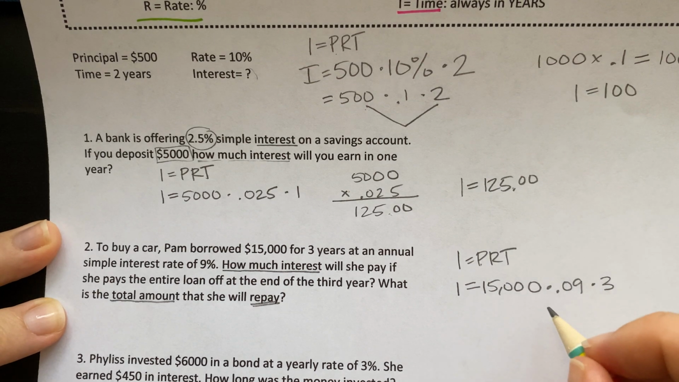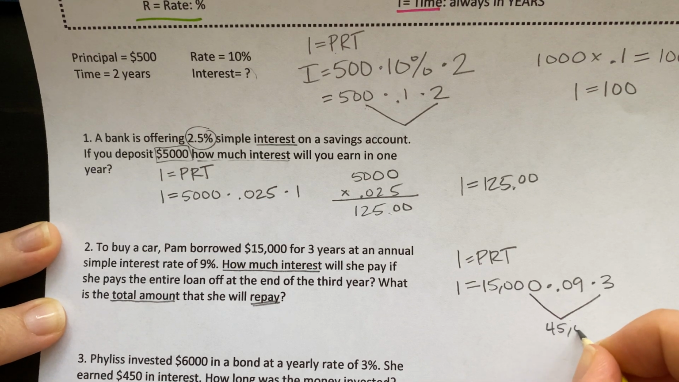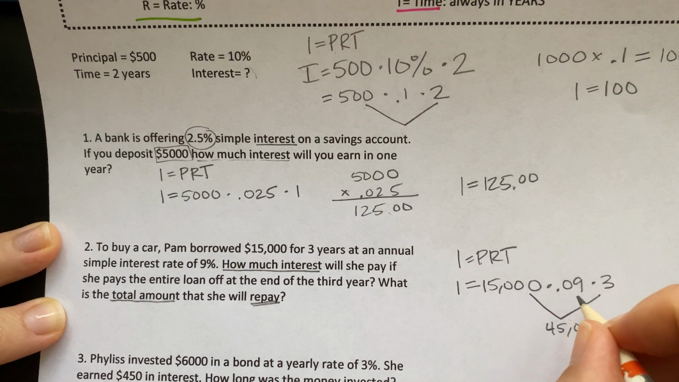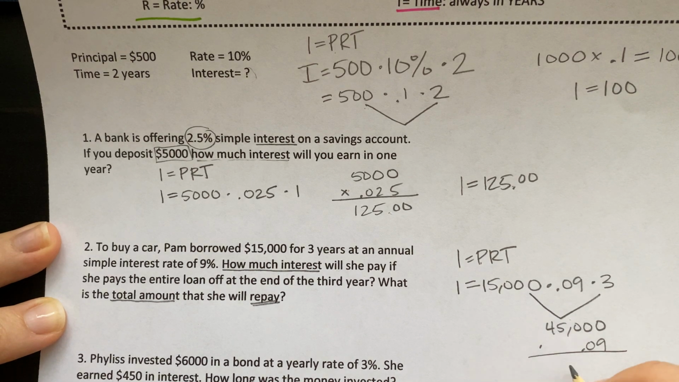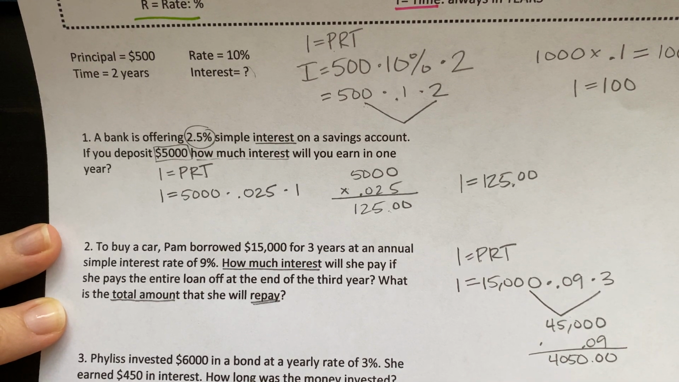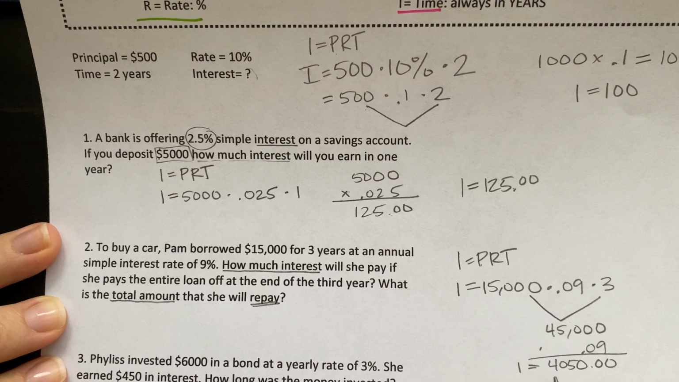Okay, I'm gonna multiply these two guys first because I can do that in my head. That's gonna be 45,000. And then I'm gonna multiply that times my 0.09. So when you do that multiplication, you end up getting $4,050. So this number represents the interest. So she borrowed 15 grand. She's having to pay $4,000 in interest on that money that she borrowed.